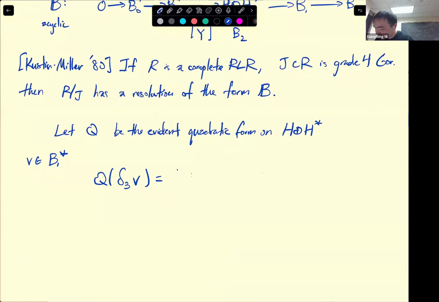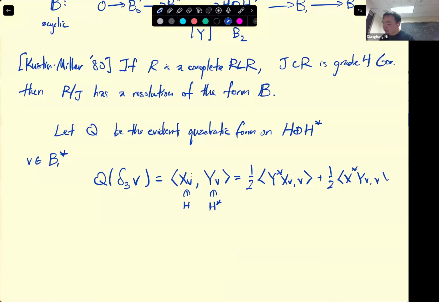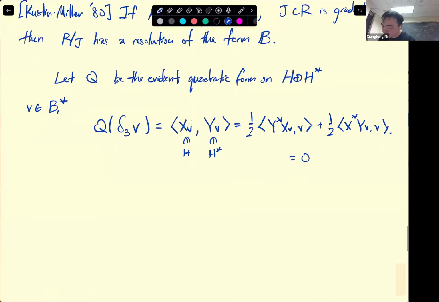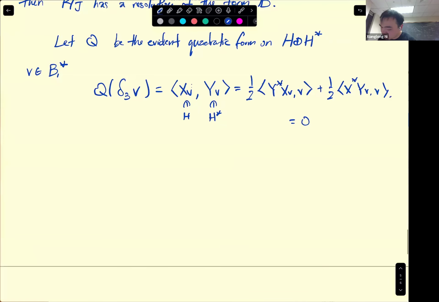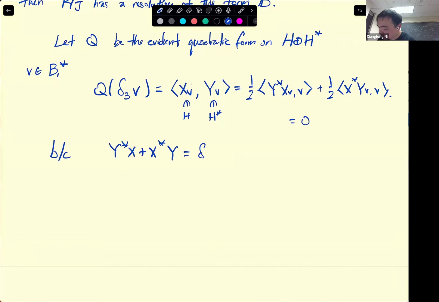Well, this is just XV paired with YV. This is an element of H, and this is an element of H dual. But then I can write this as follows: 1/2 Y dual X V V plus 1/2 X dual Y V V. And this is 0 because Y dual X plus X dual Y is none other than delta 2 delta 3, which is 0 because B is a complex.